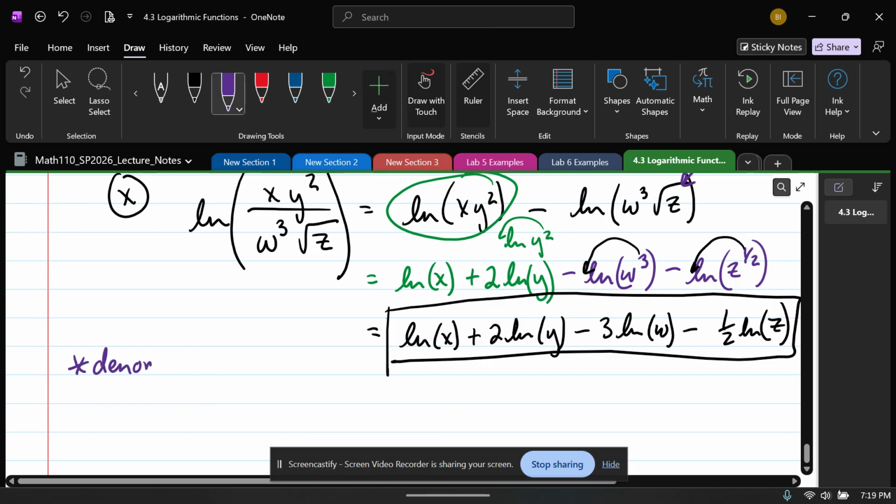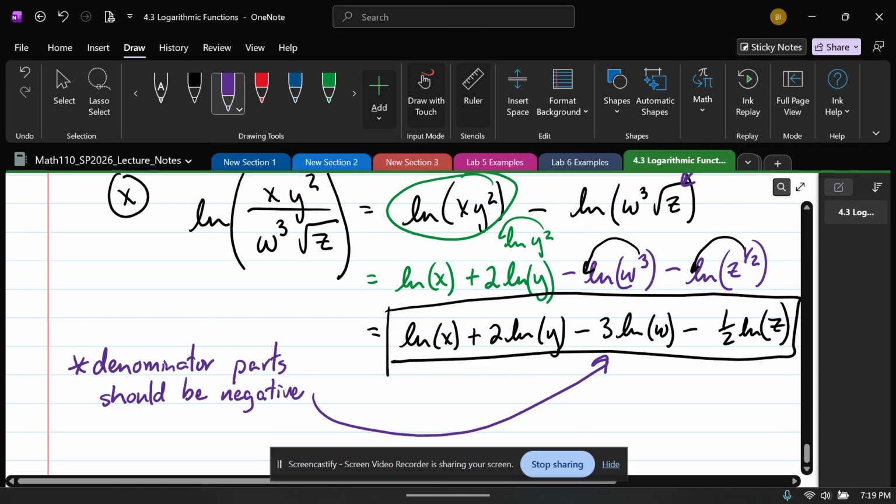Denominator parts should be negative. So that being the case over here, those were denominator parts, so they have to have the minus sign in front of it. Numerator parts should be positive. Denominator parts should be negative. Good? All right, let's condense a little bit.